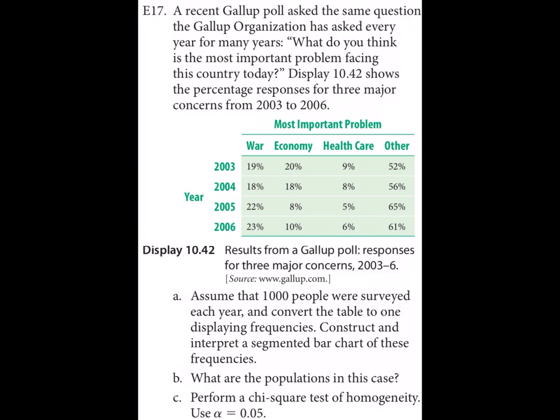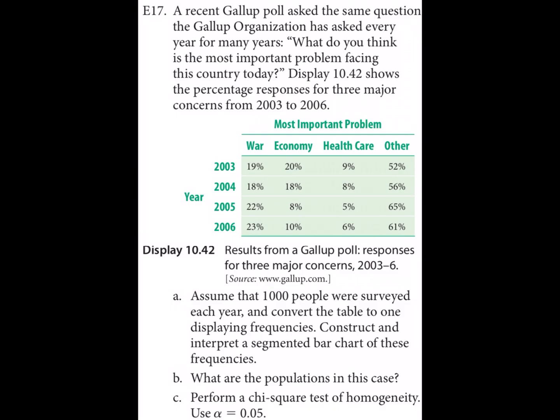Now, in Part A, it says they want us to assume that 1,000 people were surveyed each year. Thankfully, 1,000 is a pretty simple number to convert. All we have to do is take those percentages and basically put a 0 where the percentage sign is. So the first row should say 190, 200, 90, 520, etc. And that'll convert those numbers to their actual frequencies.